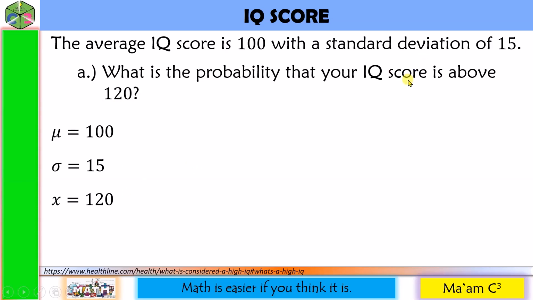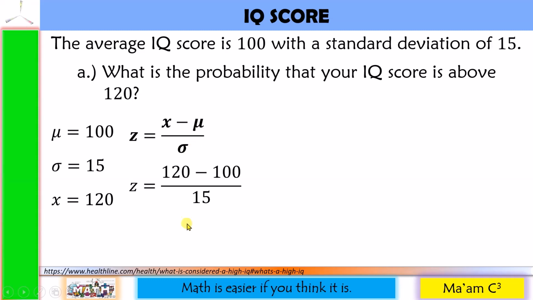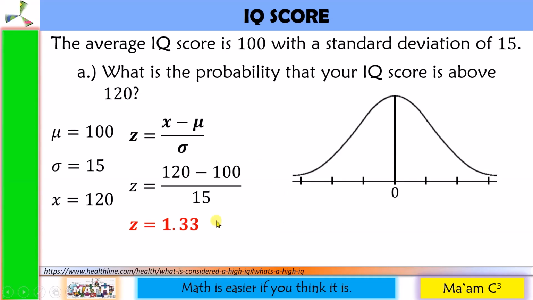Now, since this is referring to an individual raw score, your IQ score, then we are going to use this formula. Let us substitute 120 for x, 100 for mu, and 15 for sigma. And this will give us 1.33. I know you already know the drill. Next step is to create the normal curve. Let us locate 1.33. This is positive 1, and then somewhere here, that is 1.33.